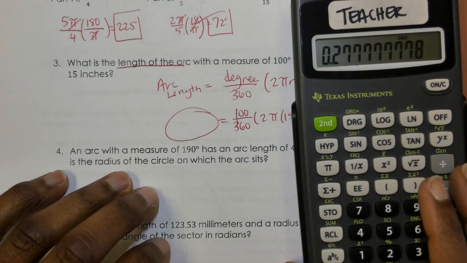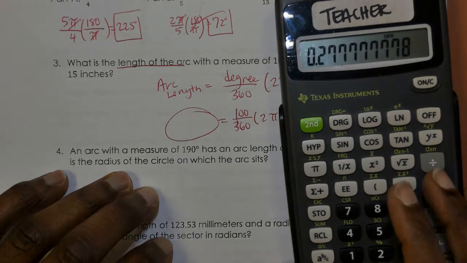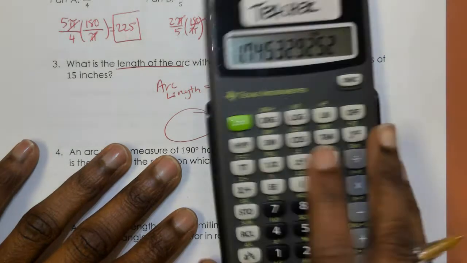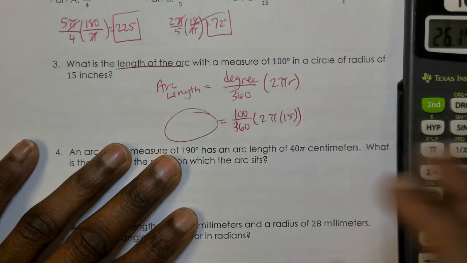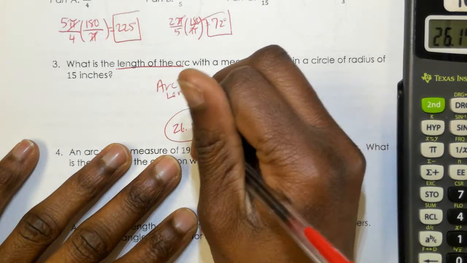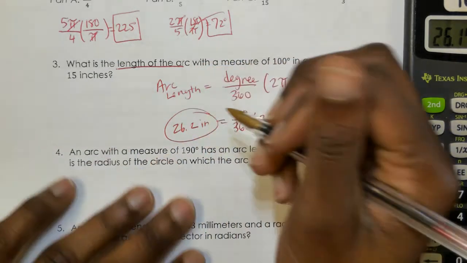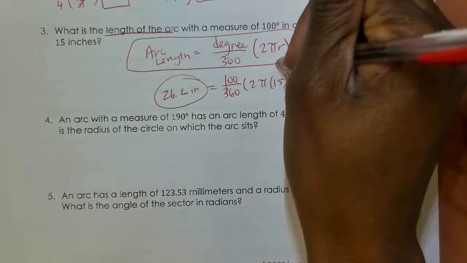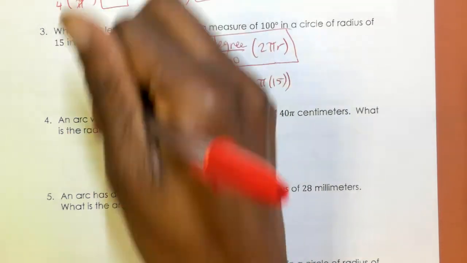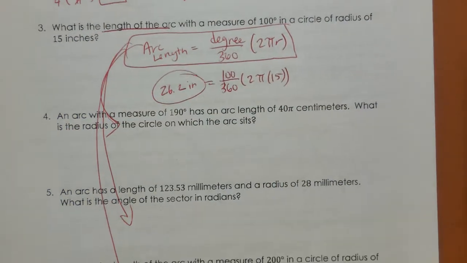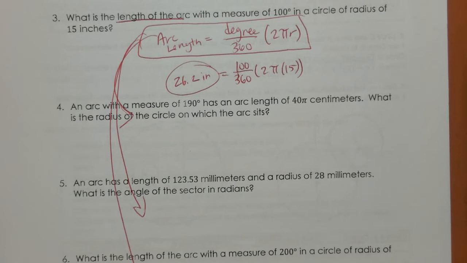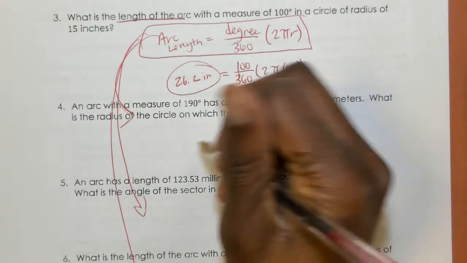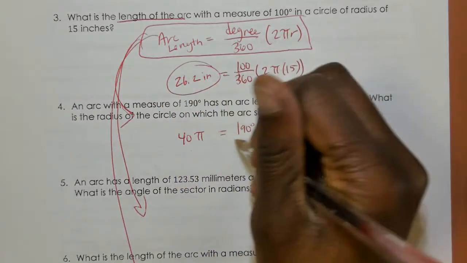So 100 divided by 360 is about 28%. Timesing it by pi and 2 and 15 gives us 26.2 inches. Same formula we're going to be using for all of these, but we're plugging in different things. So on the second one, the arc is 190 and has an arc length, so they give us 40 pi as the answer.